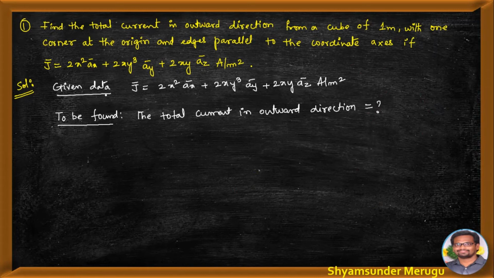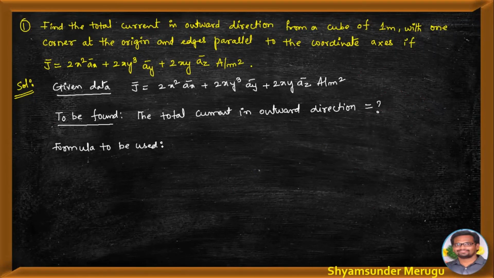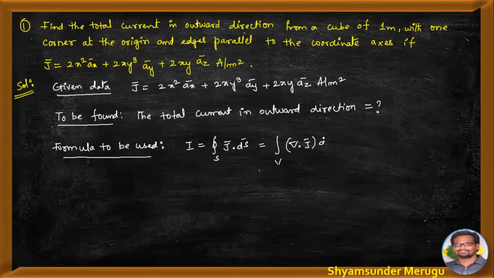By looking at the given data and the parameter to be found, we can use the appropriate formula to be used. So here we can use the formula as I equals closed surface integral J bar dot dS bar. And for simplicity, we are writing this closed surface integral of J bar dot dS bar in terms of volume integrals as volume integral of del dot J bar dv.